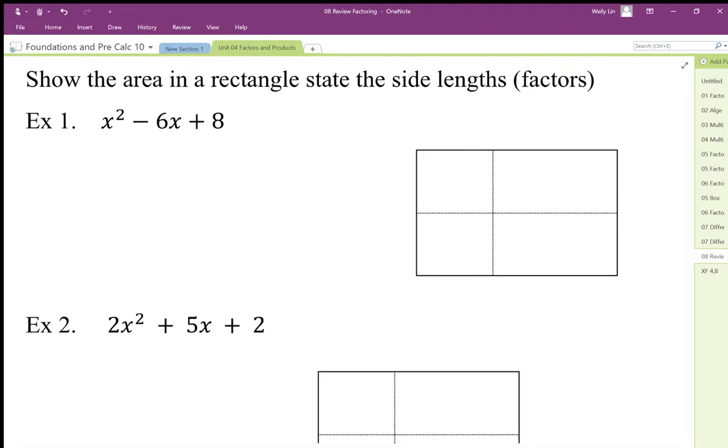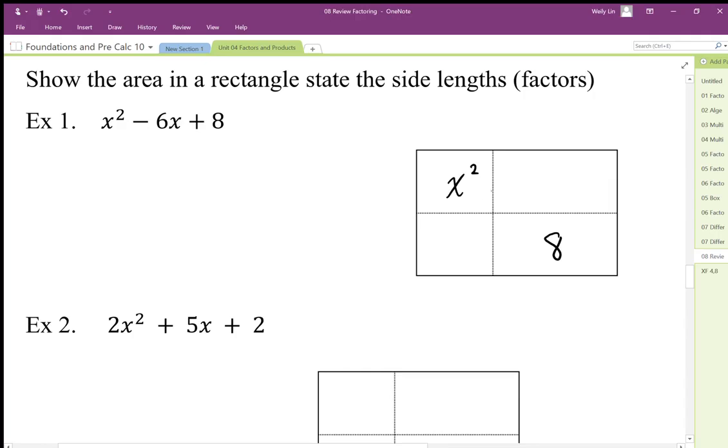We're being asked to show the area in a rectangular state. Okay, so if it's in a rectangle, essentially we're saying we want to see it in its factored form, because the side lengths represent the factors. So if I have x squared, remember that these pieces represent area pieces, x squared and 8.